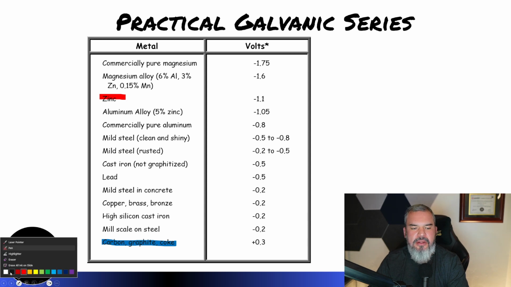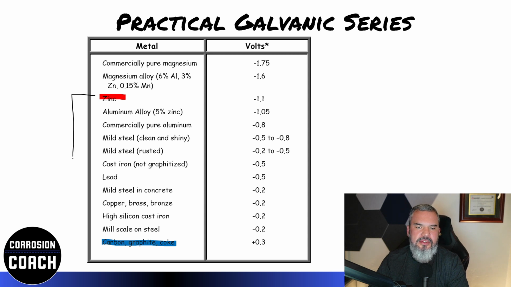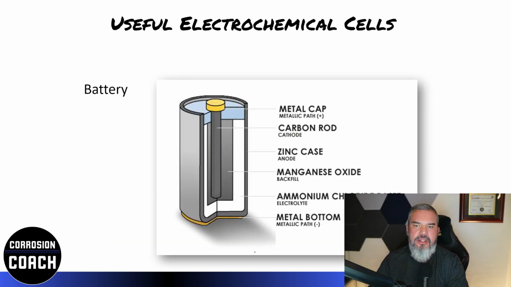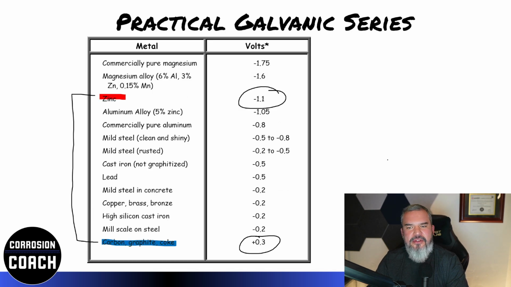And then I'll get my pen there. I'm going to couple zinc with carbon through a metallic path. I'm going to put it in an electrolyte, and because the zinc is more active, it's going to corrode to protect this more noble metal, which is why that battery works. Going back to the battery, there's your carbon, there's your zinc, which is the case itself, and then the backfill is in there. The electrolyte is inside the battery. The metallic path is when we click the button from positive to negative, and we now have light in our flashlight. So there's your battery there.